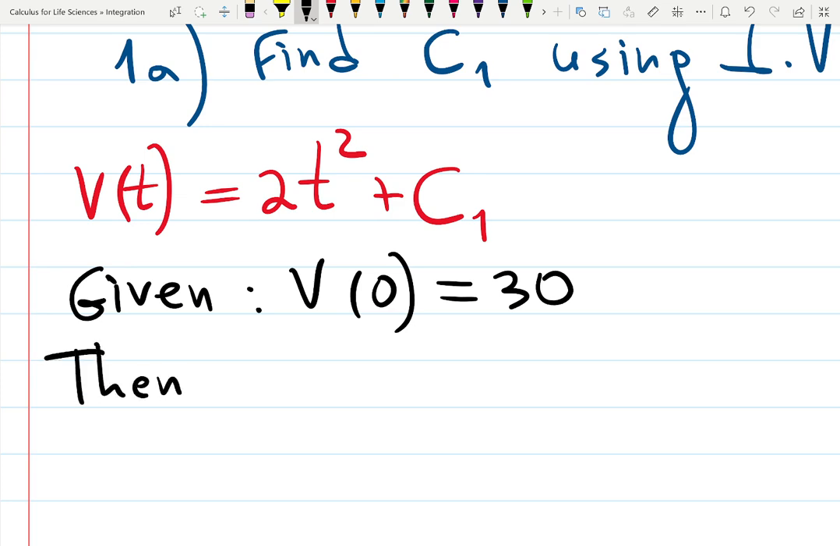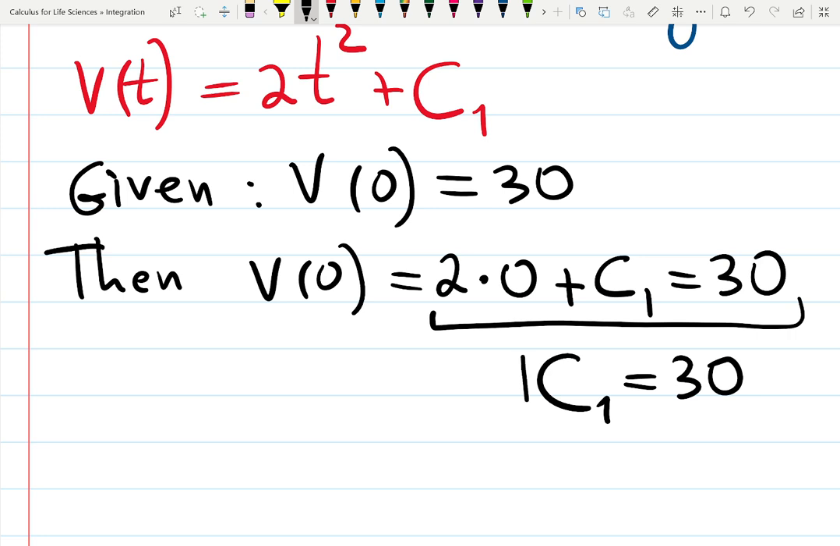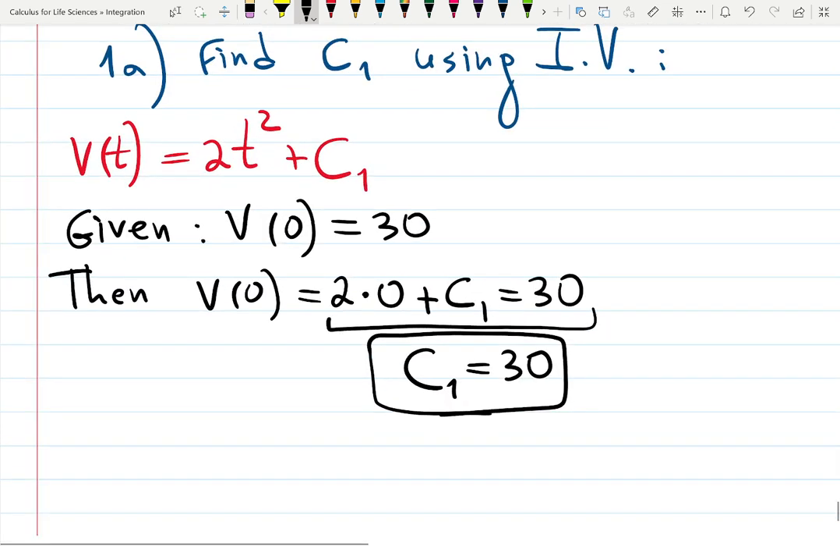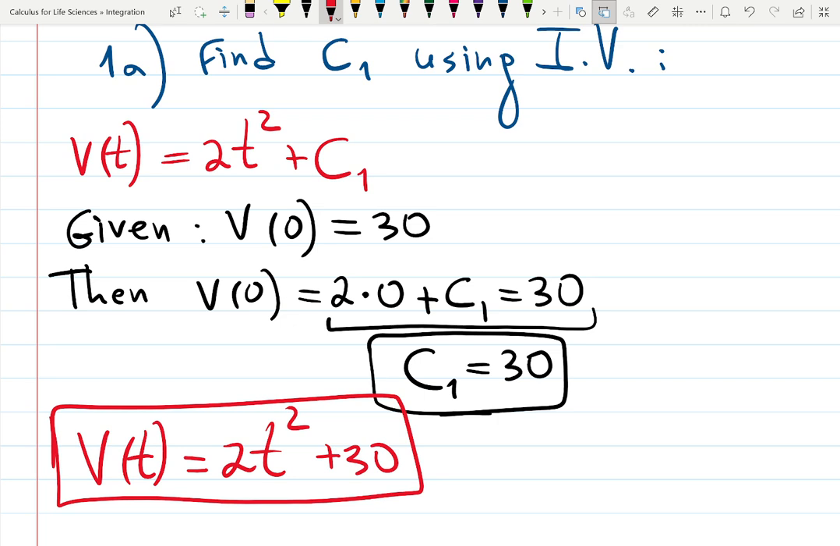Then v at 0 is actually 2 times 0 squared plus c1, and it is 30. I'm solving the equation from this part. C matched with 30, c1. Again, be careful, it's not always the case. We're just lucky. C1 is 30. Thus, the general equation for velocity at any time t will be 2t squared plus 30. Put this in the box. This is an important solution. Nice.